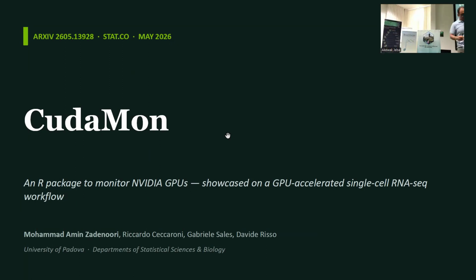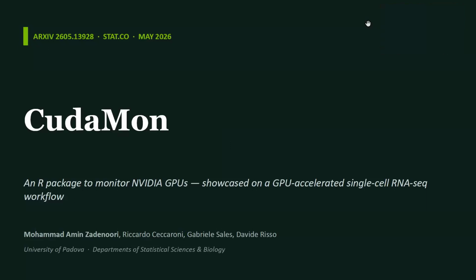So Mohammad will introduce an R package to monitor GPUs, and I'm happy to give you the floor. Okay, thanks. I'm Amin from University of Padua, and what I'm about to present is an R package that we developed to monitor NVIDIA GPUs during the R workflows.